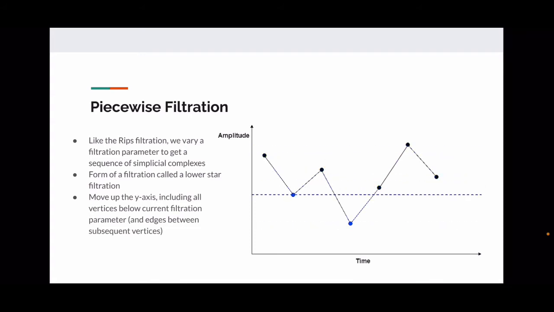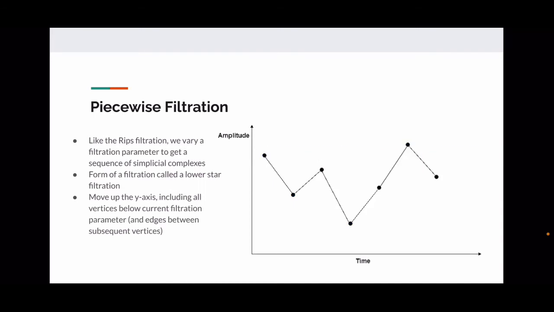So what is the piecewise filtration? There's our EEG signal. But we're only really looking at certain points from the signal, which are the black dots. So we've connected those black dots with lines between them. And we start at the bottom. Each time the line moves up, that's one simplicial complex in our sequence of simplicial complexes.